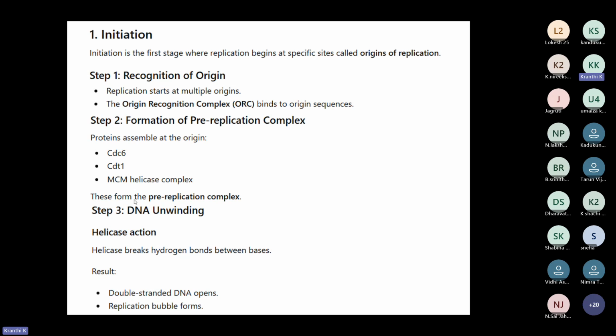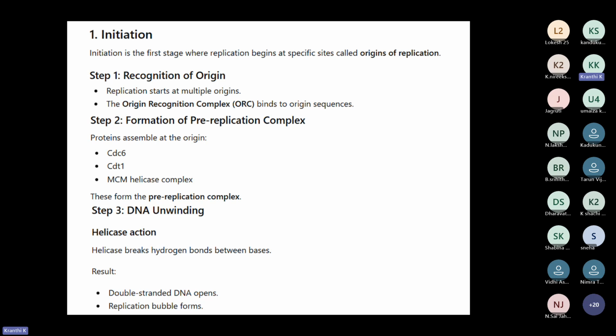Pre-replication complex, or pre-replicative complex. That's called a PRC. So what does this PRC do? It will recognize the origin recognition site, the site where the replication should happen. It will find out the place.